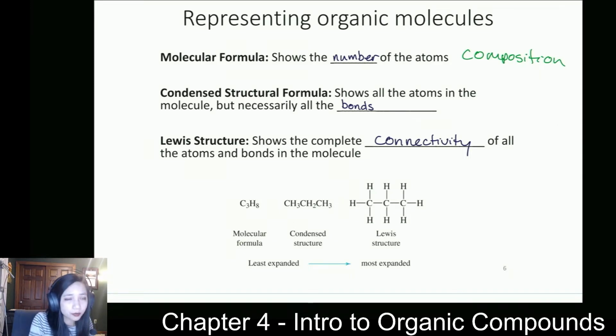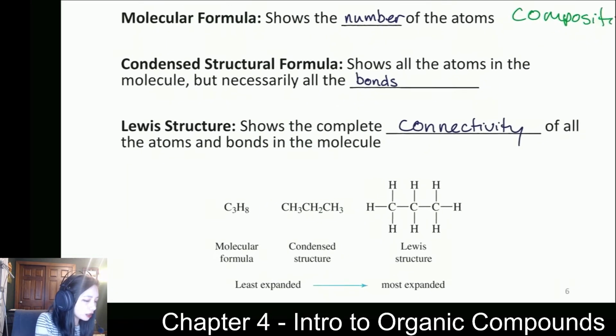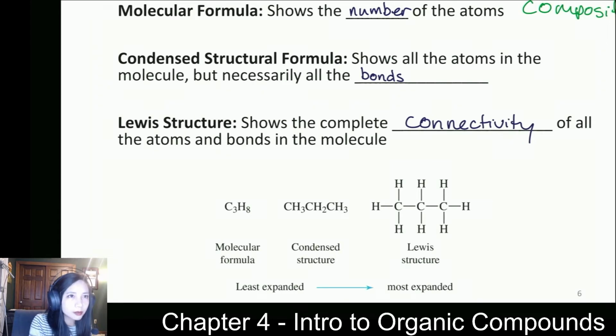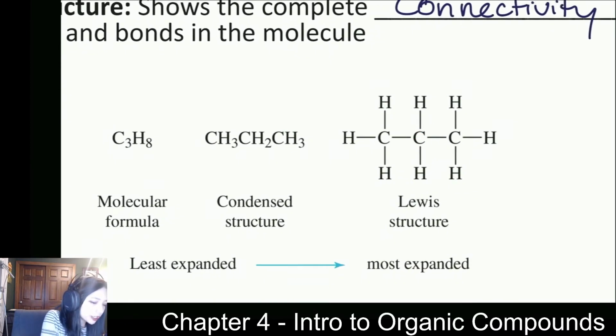But the condensed structure, the next one that you see, does tell us a little bit more about how the carbon chain propagates, and then the Lewis structure gives us the most information about connectivity of all the atoms and bonds. You'll see the condensed structure a lot. It shows all the atoms, but not necessarily all the bonds. Look at how the condensed structure and the Lewis structure are related. If you look at each carbon center on our Lewis structure, you can see it mirrored in our condensed structure: the first carbon has 3 hydrogens attached to it, the next carbon is CH2, so it has 2 hydrogens, and then the last one has 3.